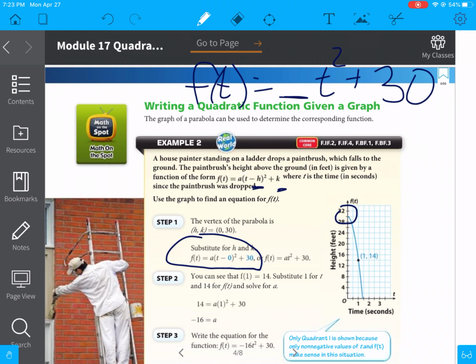Now this is step 2. This is the only new part that you're going to have to do, and you have to take one of the points. And I would always try and find the number 1, because it'll make your calculations a little easier. So you can see that f of 1 equals 14. So substitute 1 for t and 14 for f of t. So it's going to be 14 equals a times 1 squared plus 30. And then when you solve that, you get a is -16.